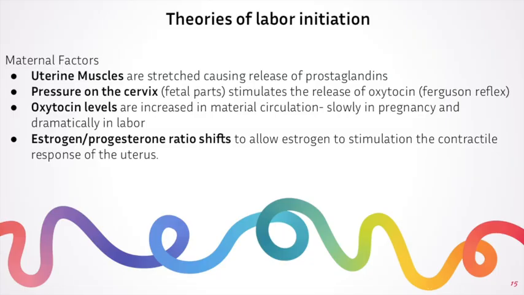There are different theories of how labor starts. There can be maternal factors and there can be fetal factors. Some of the maternal factors: the uterus is just a muscle. When somebody's not pregnant, it's about the size of your fist. As they get pregnant, the muscle gets bigger and bigger and stretches, and as it stretches, it releases prostaglandins, and prostaglandins can cause irritability in that muscle, which can be contractions. That's one.